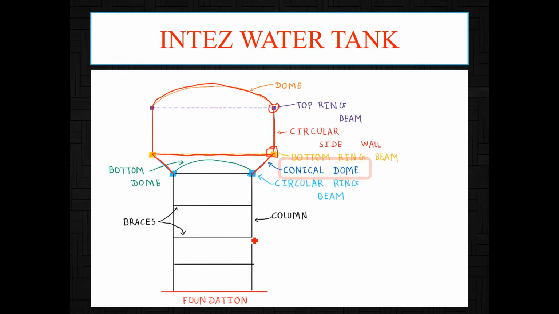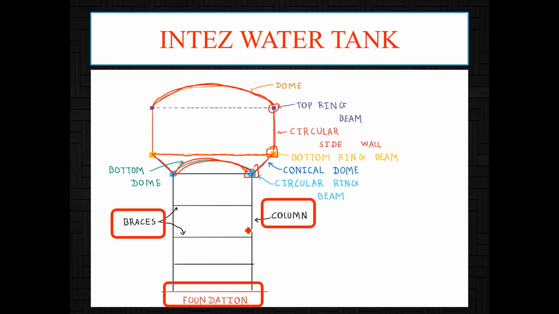And then the next one is the bottom dome. Here we have two domes: first is the top dome and second, at the bottom, is called the bottom dome. Then next is the circular ring beam. And last, columns, braces and foundation.